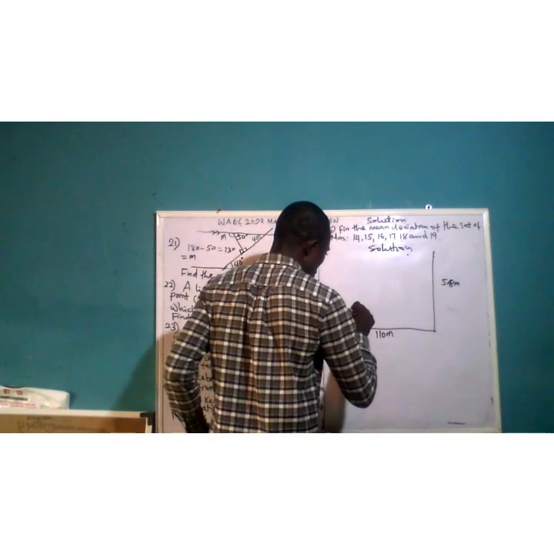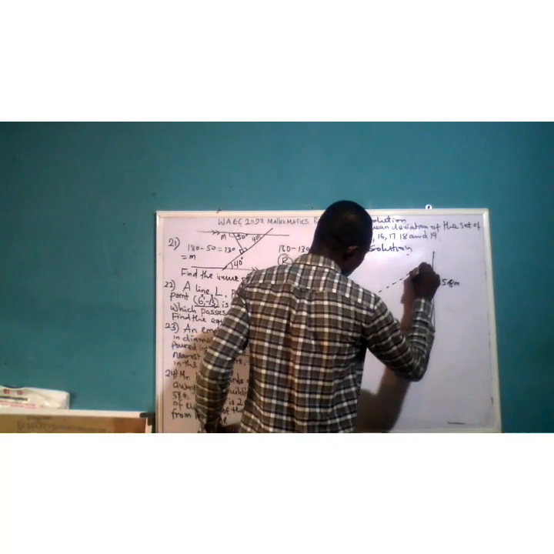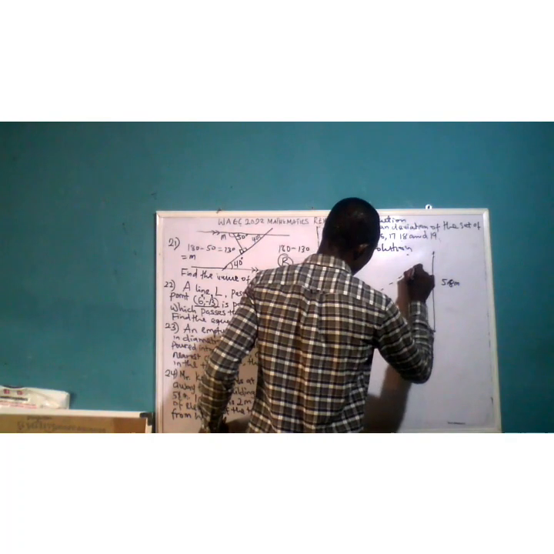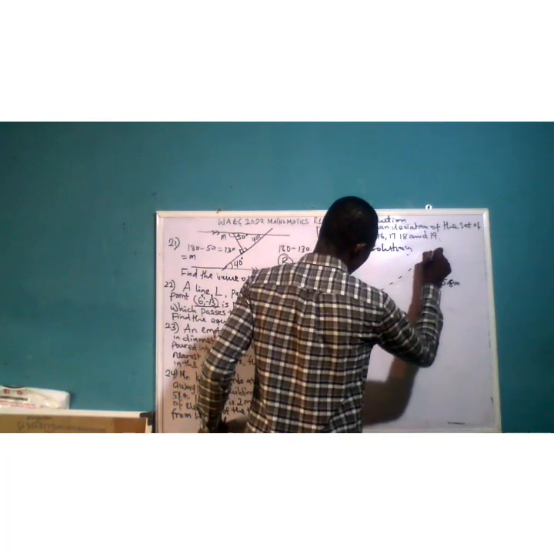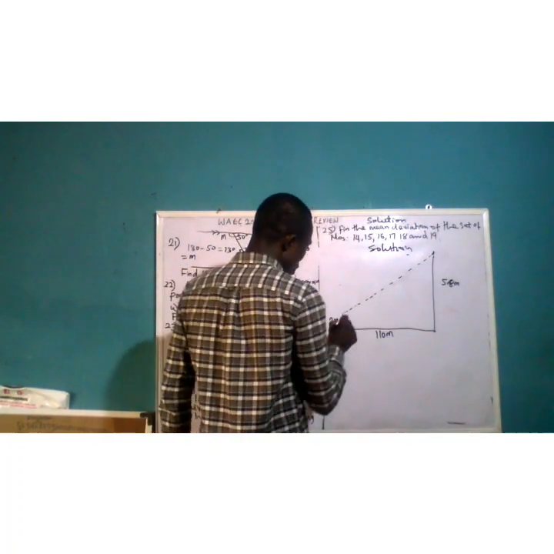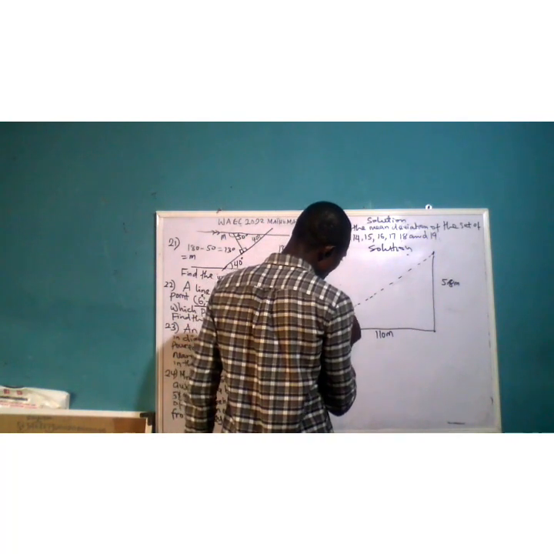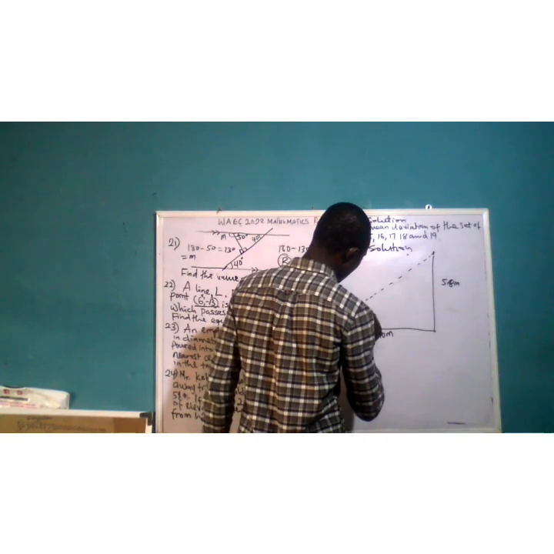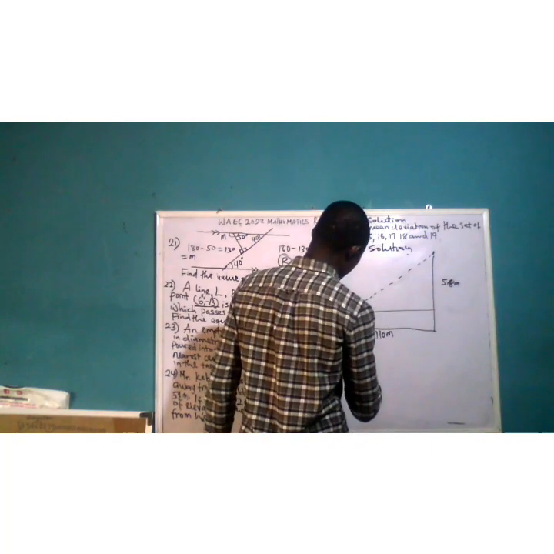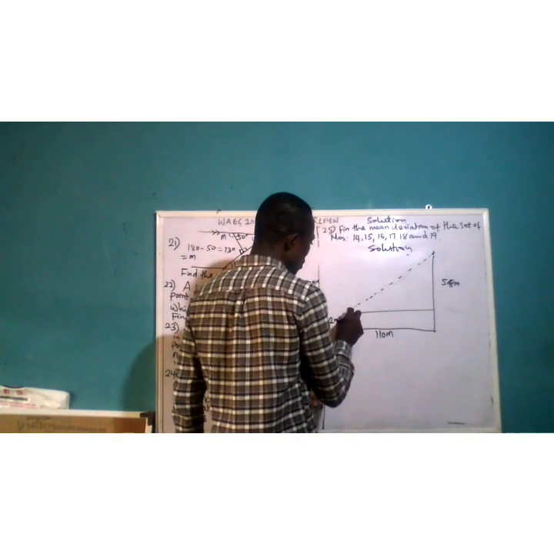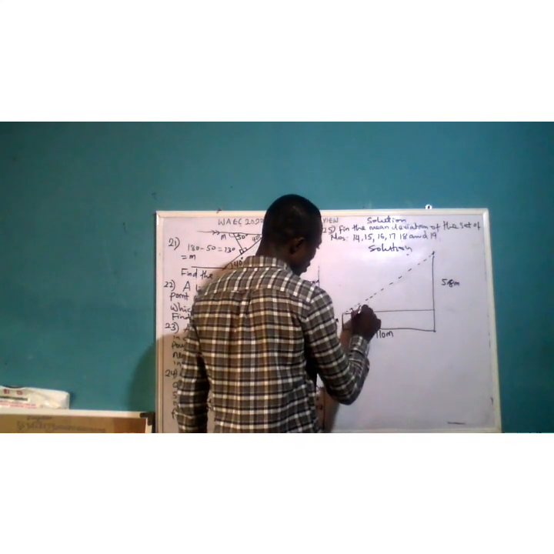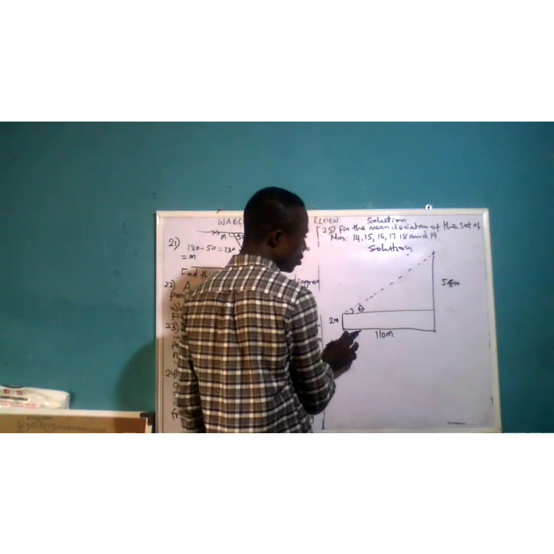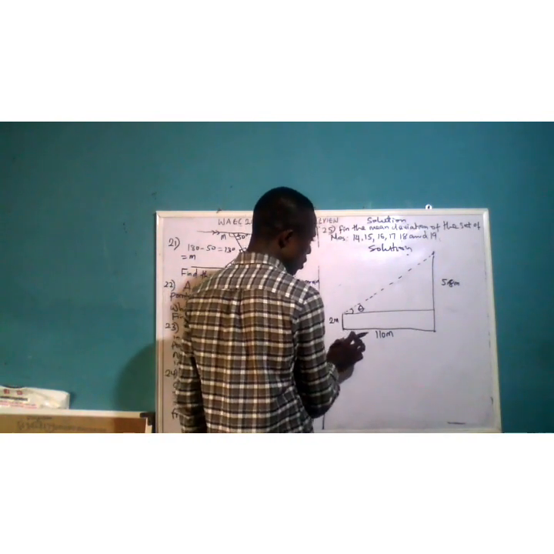The line of elevation to the top of the building will be this. Okay, and if you take a line parallel to the horizontal floor, you have this. Okay, and from this, you have the angle of elevation. Let's call it theta. From this diagram, we can deduce some other things, such as this length.